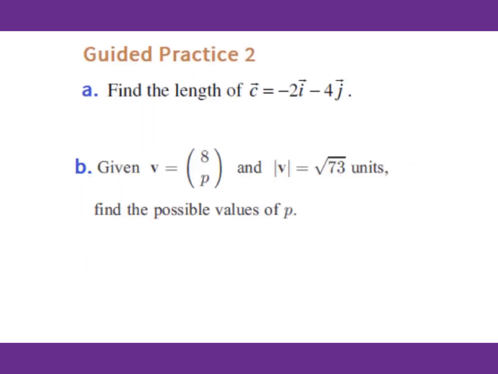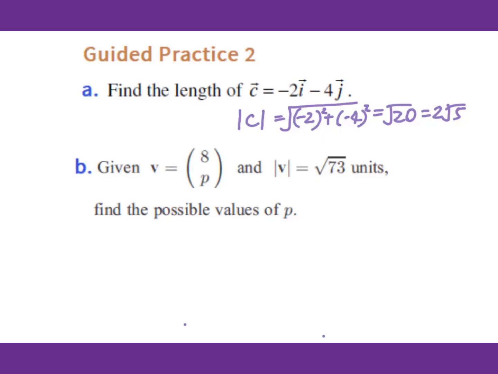Now practice 2. Find the length of vector c equals negative 2i minus 4j. Therefore, for this vector c, I can write negative 2 squared plus negative 4 squared. You will get the square root of 20. Simplify, that's 2 square root of 5.